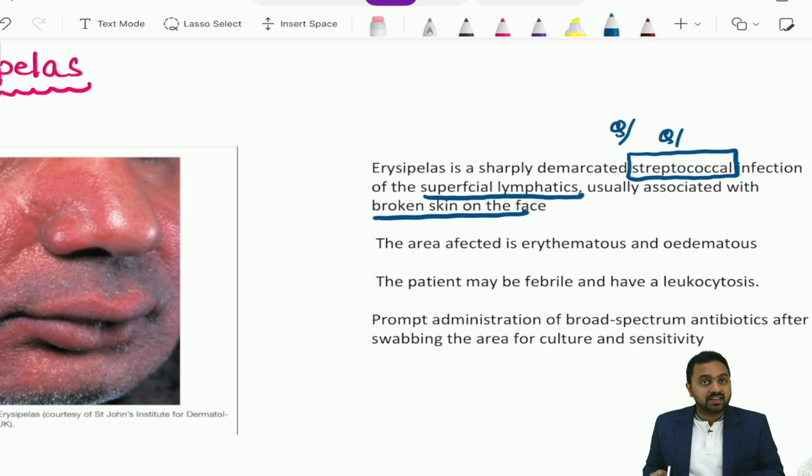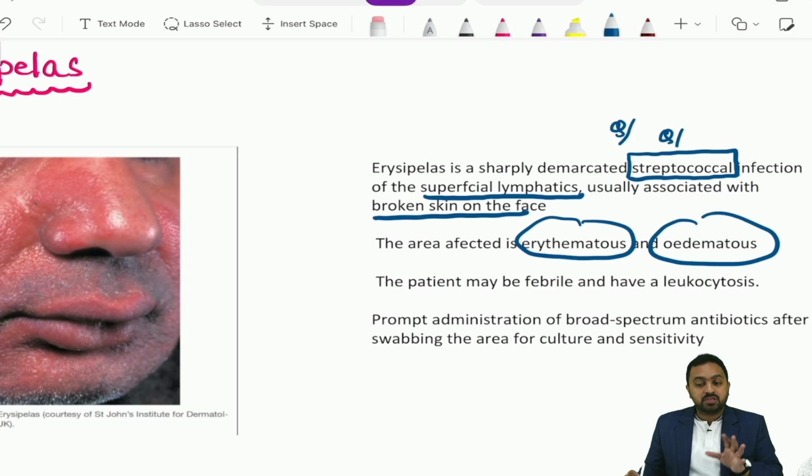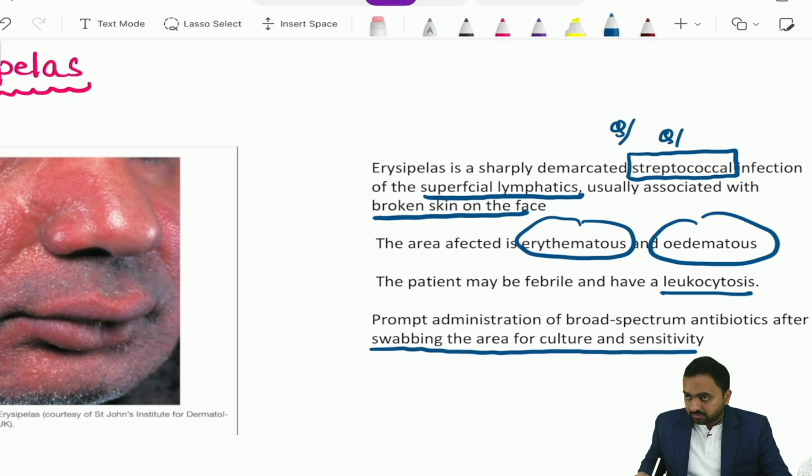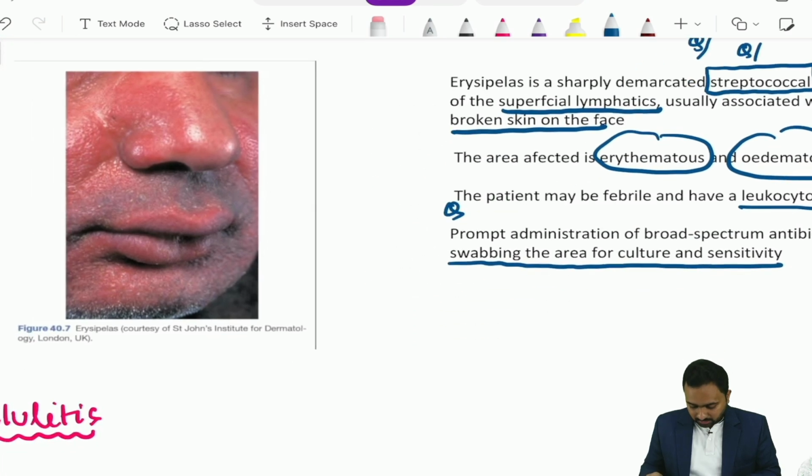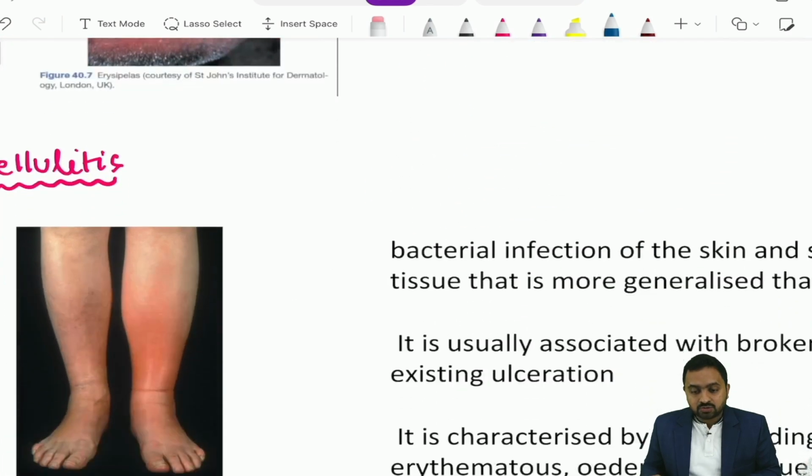The area affected is erythematous and edematous. Now patients will be febrile and may have a leukocytosis, and prompt administration of broad spectrum antibiotics after swabbing the area for culture and sensitivity should be the treatment of choice in these patients. Now next we have cellulitis.